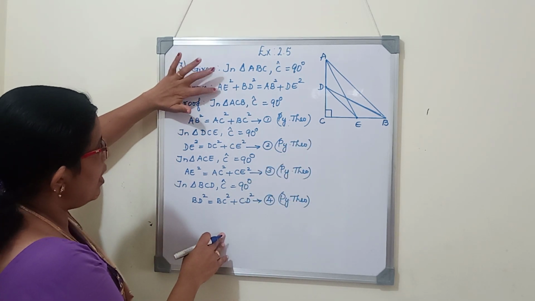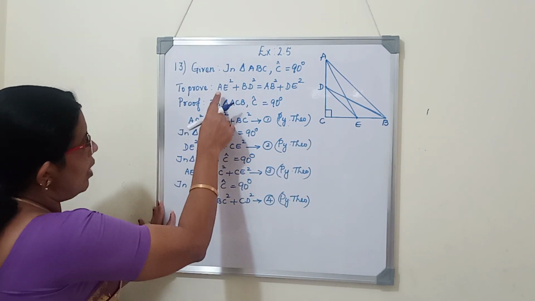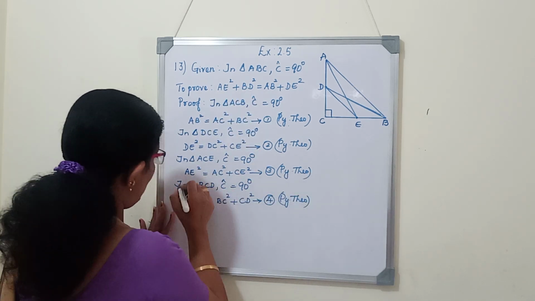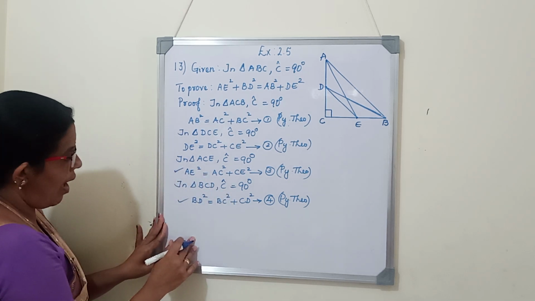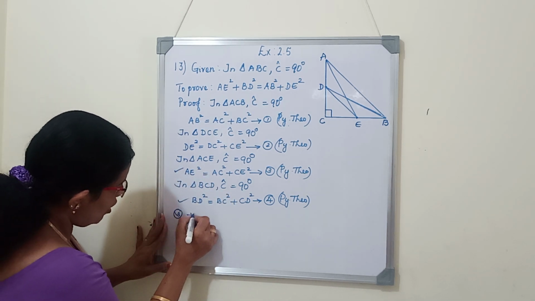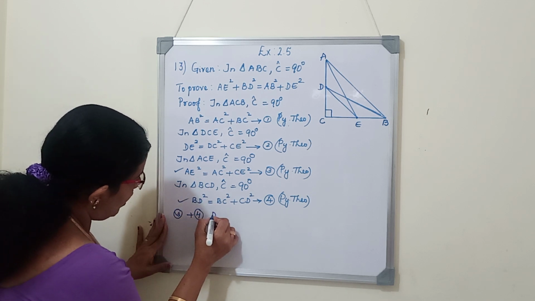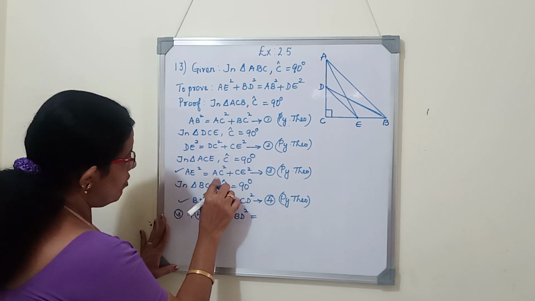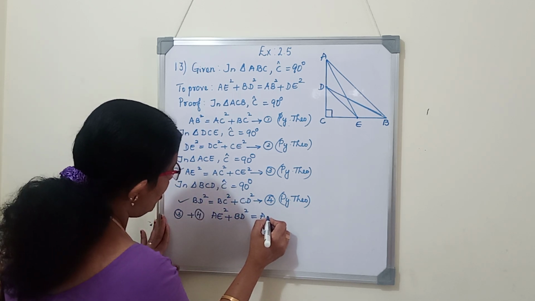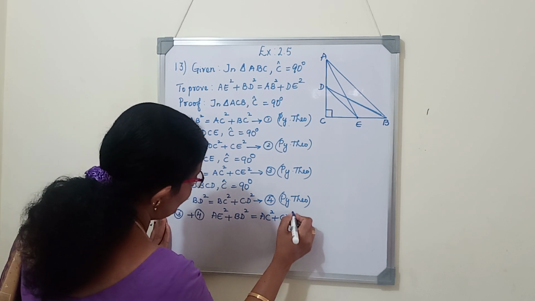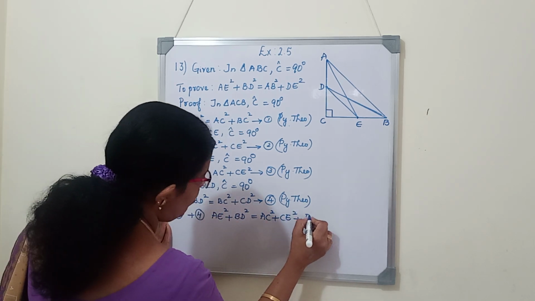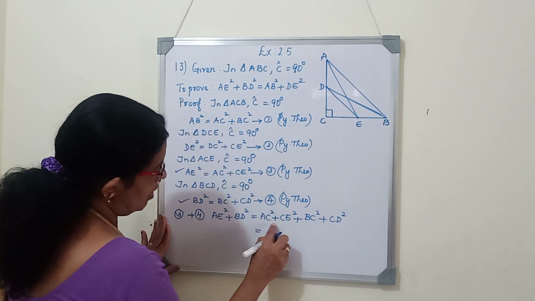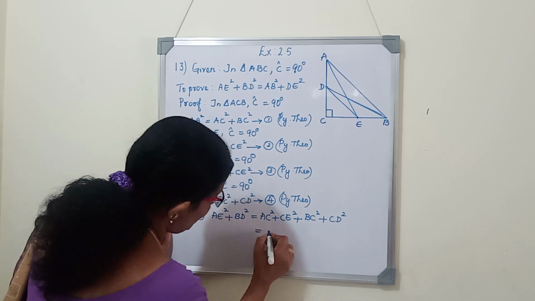Now we wanted to prove that AE square plus BD square. So AE square plus BD square. We'll start. This is AE square and this is BD square. So equation 3 and equation 4 we will add. Equation 3 plus equation 4. Left side AE square plus BD square equals RHS of the third equation is AC square plus CE square plus BC square plus CD square. Now here we will arrange the terms. AC square and BC square I'll write together.